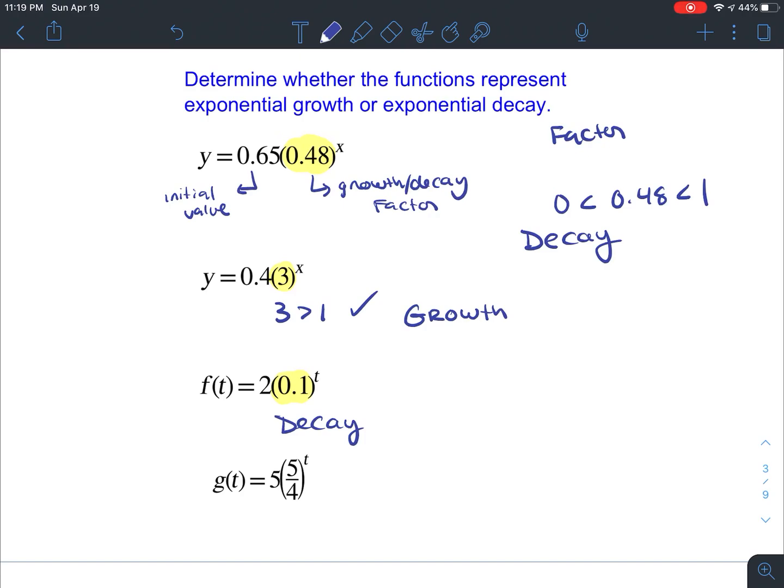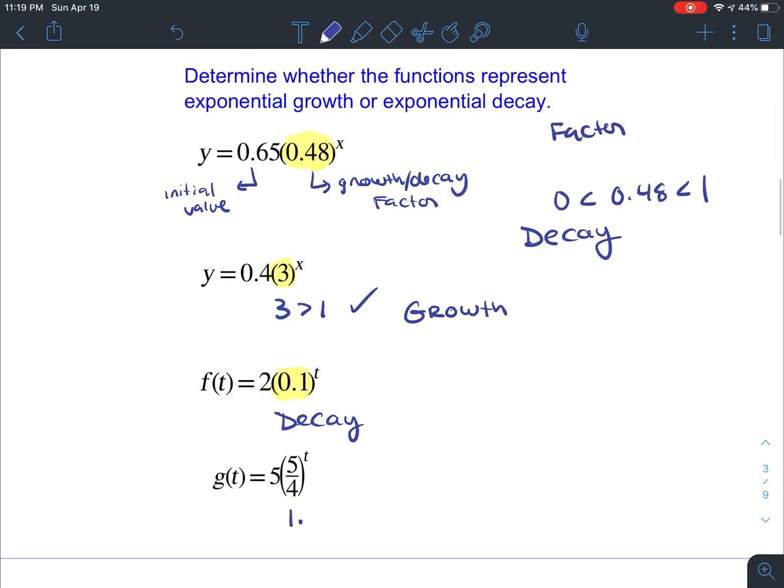Now, the one thing we have to be careful of, with decimals, it's not so tricky, but with fractions, we want to make sure that we are seeing if the fraction is an improper fraction. Okay, because an improper fraction, like 5/4, actually converts to the number 1.25. So although it is a fraction, it is still greater than 1. So this would be growth.